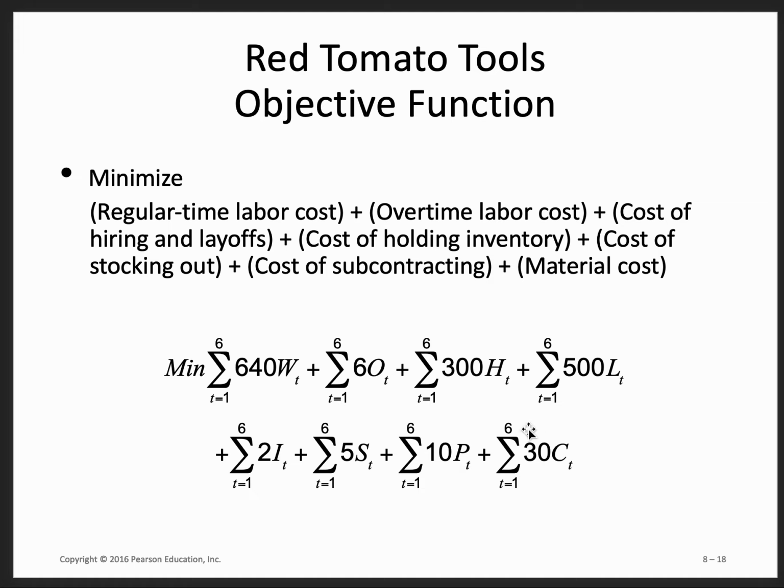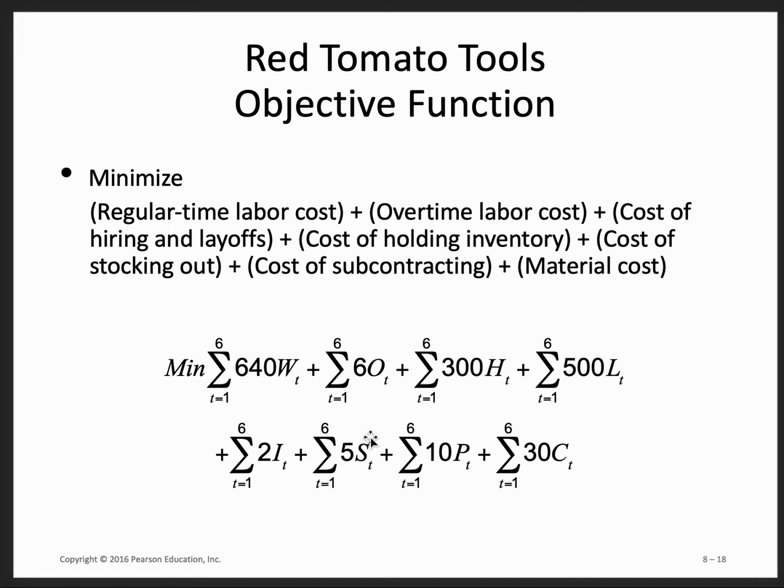And finally, the cost of subcontracting. $30 per unit to subcontract. So these are the total number of units that you subcontract, and that gets added up. So that's your total cost of subcontracting. So this is your total cost, all your costs put together. And you want to minimize this total cost and manufacture the number of units that you have to manufacture.